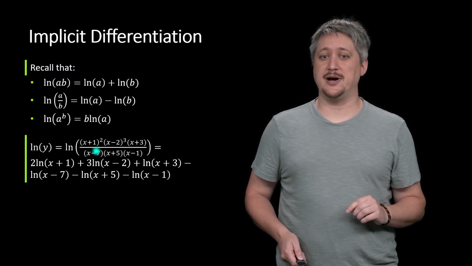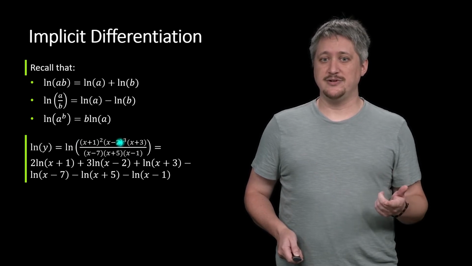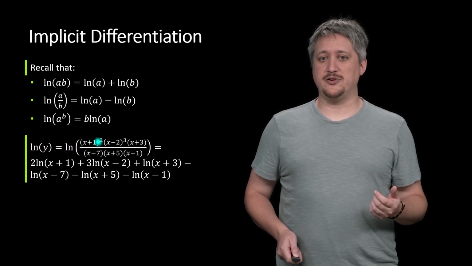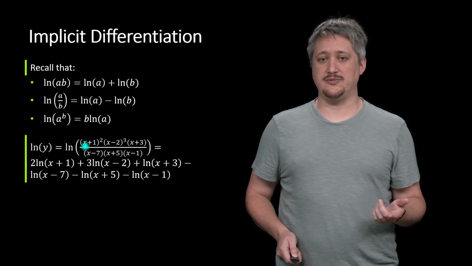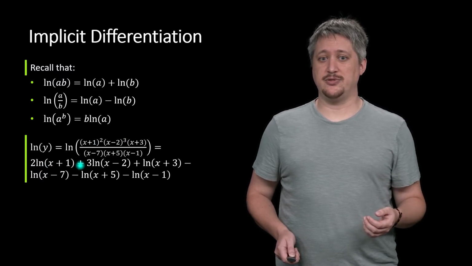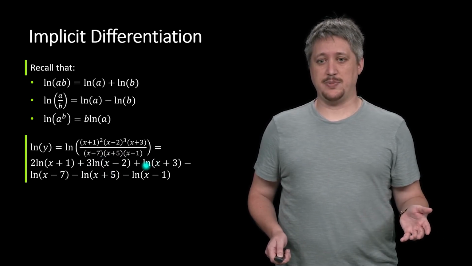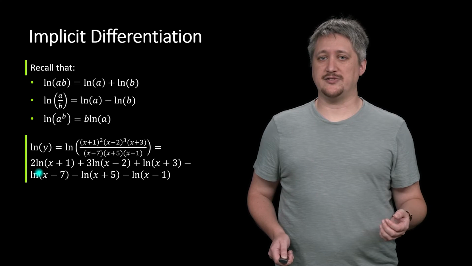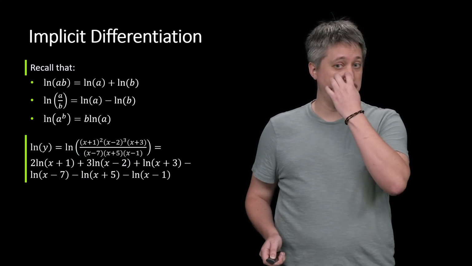So everything in the bottom is going to get a minus sign. And then all of these things that are getting added together, we break apart with addition. And all the powers become coefficients, right? They all come out front. So this x plus 1 squared is in the top, so it's positive. The square comes out front, so it's 2 times log of x plus 1. Same with x minus 2 cubed. The 3 comes out front. I get 3 times log of x minus 2. Log of x plus 3, there's no power or anything, so it's just there. Stuff in the bottom all becomes negative, so I have minus log of x minus 7, minus log of x plus 5, minus log of x minus 1.